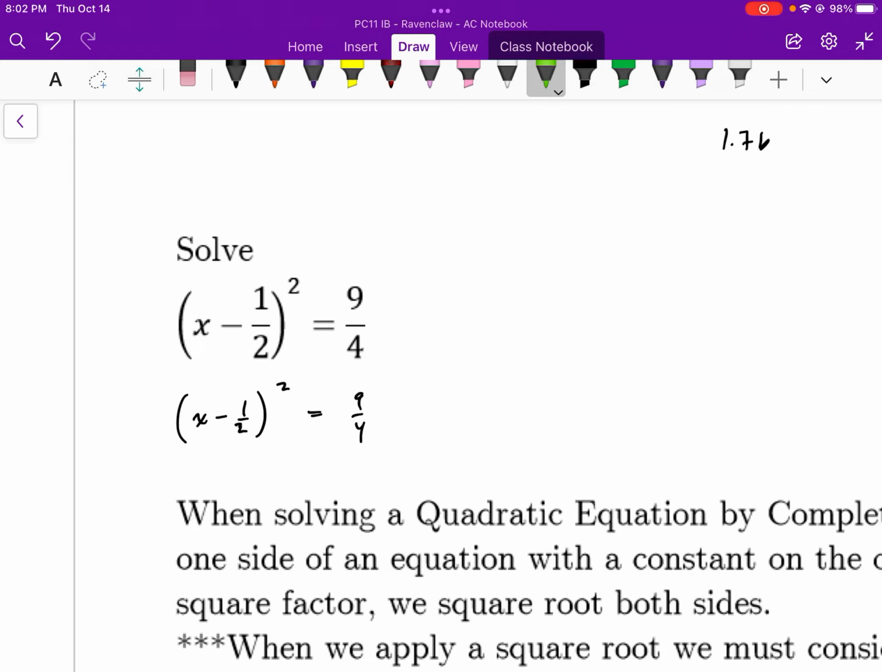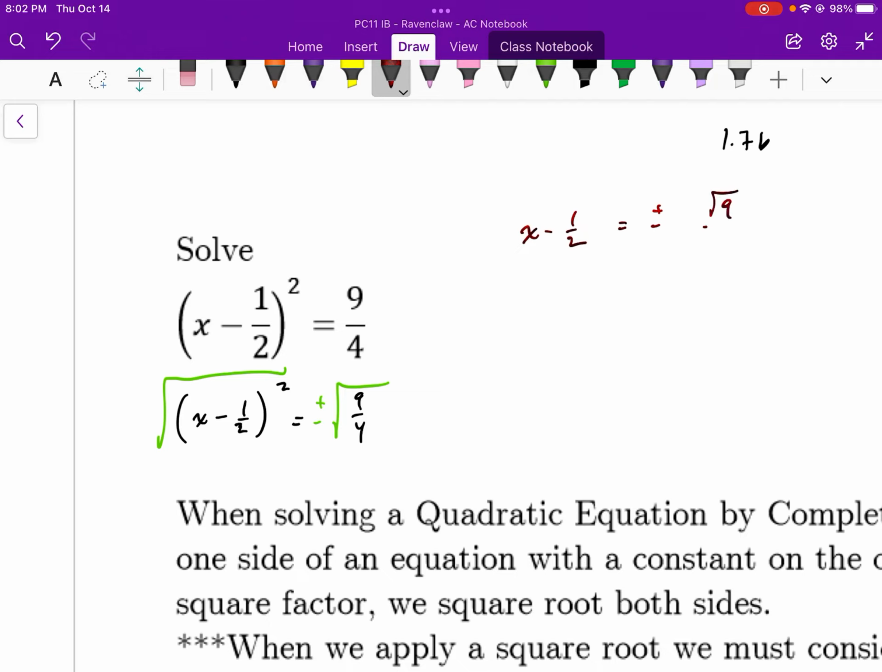First thing, if I have a perfect square on one side, I'm going to take the square root of both sides. And when I apply the square root, I need to consider both positive and negative roots. There I go again with that crazy saying, but it's absolutely important. If I take the square root of the left-hand side, I get x - 1/2. If I take the square root of the right-hand side, it is the square root of 9/4.